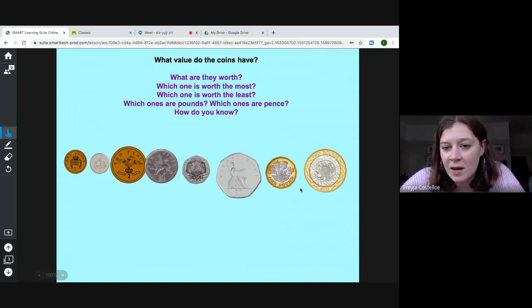And the only one that we have not talked about is our £2 coin. And that is worth 2 of these £1 coins. So 2 of these is worth the same as 1 of these. Okay.